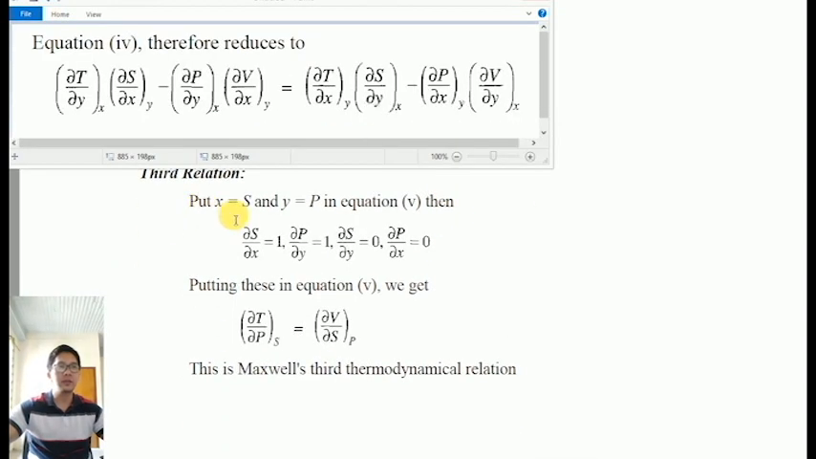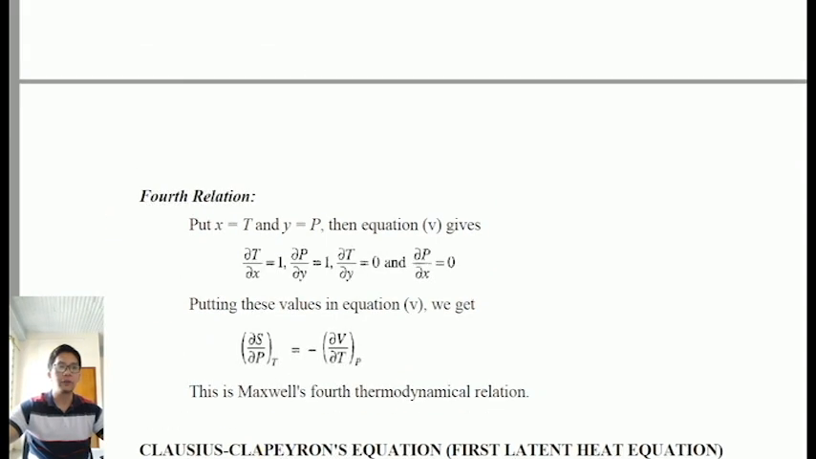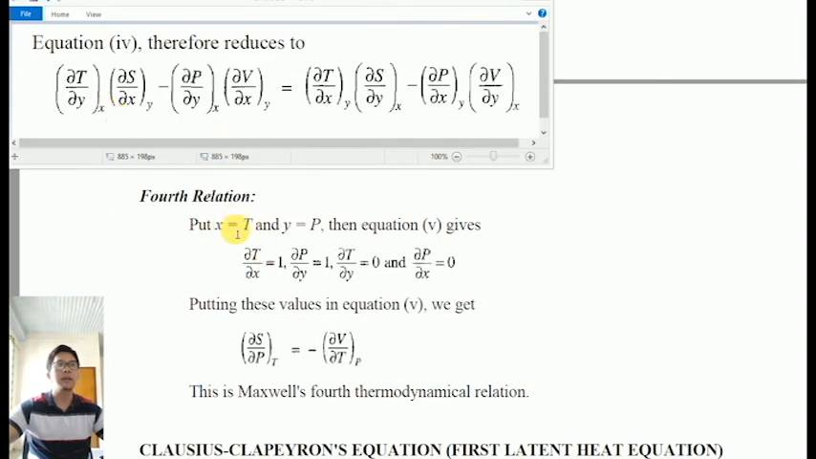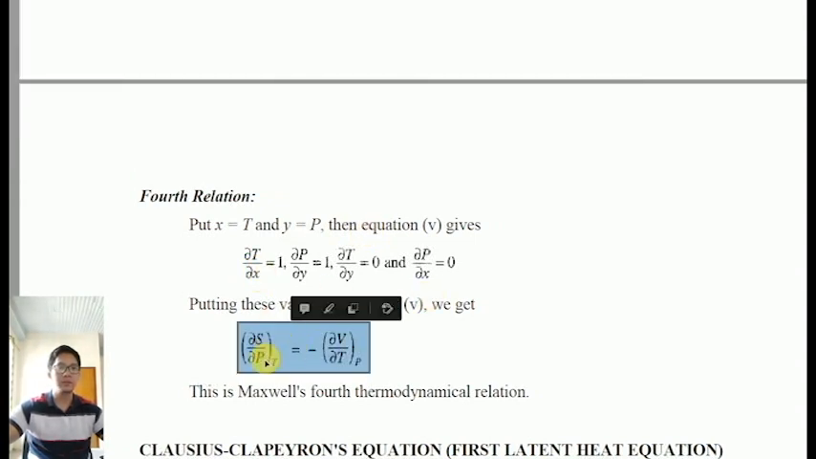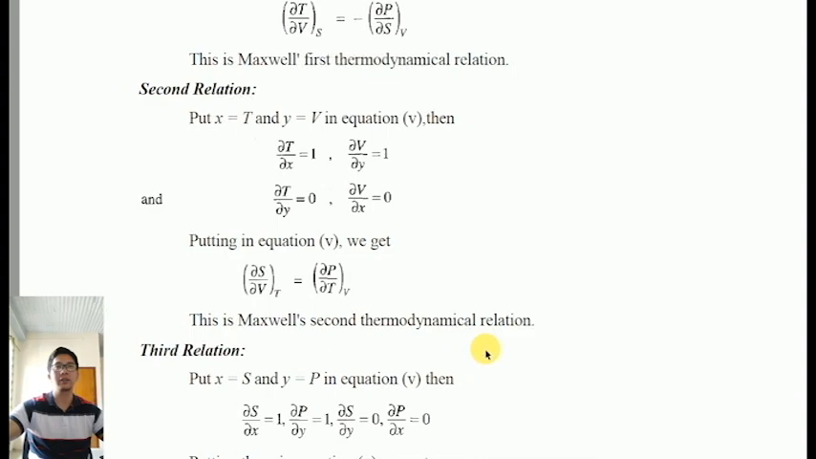In the third relation, put x equal to s, y equal to p. Then we use the same way. By using the same way and putting these conditions, we will get Maxwell's third thermodynamical relation. And in the fourth relation, we are putting x equal to t and y equal to p. Same calculation, we get this one. This is Maxwell's fourth thermodynamical relation. Okay, these are the four relations of Maxwell's thermodynamical relations.